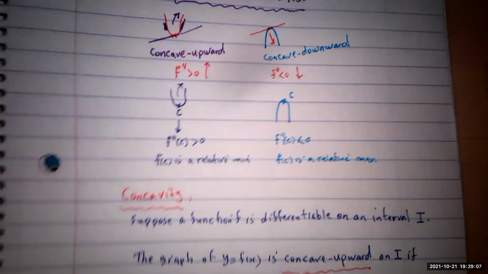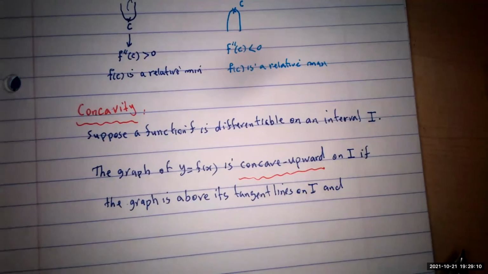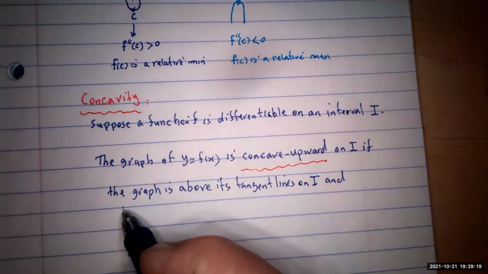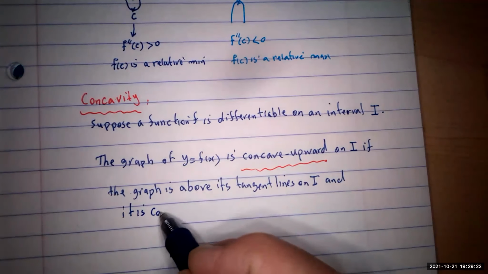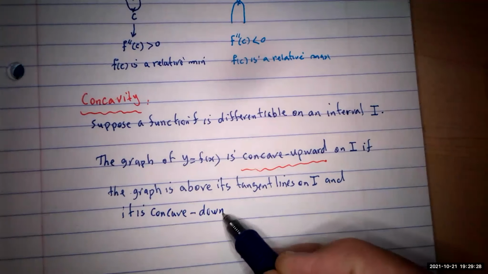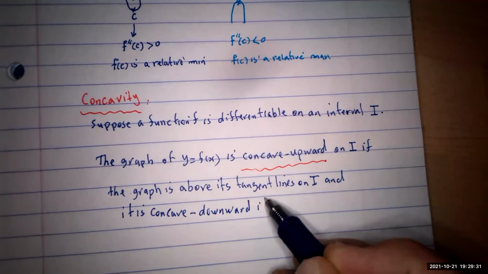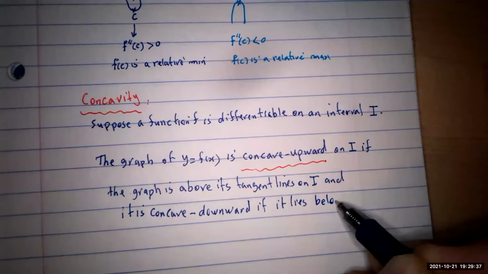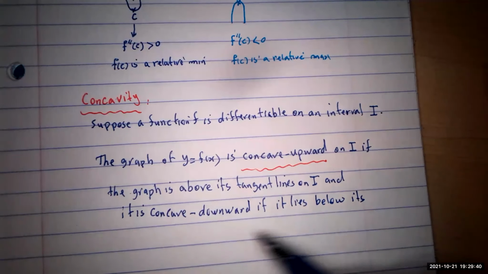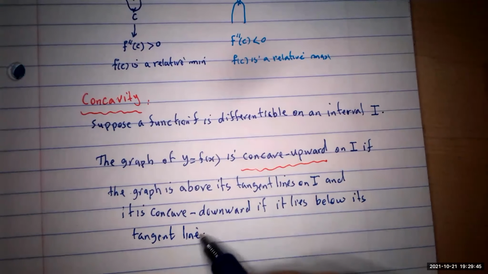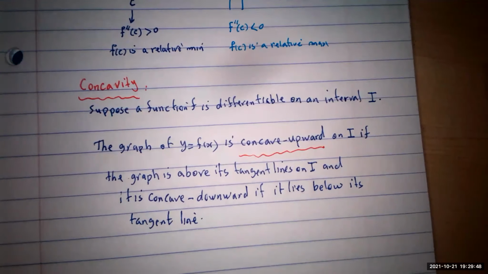That is going to be the case. So the graph is going to be concave upward if the graph is above its tangent line, and it is concave downward if it lies below its tangent lines. Very easy operation that we're going to have.